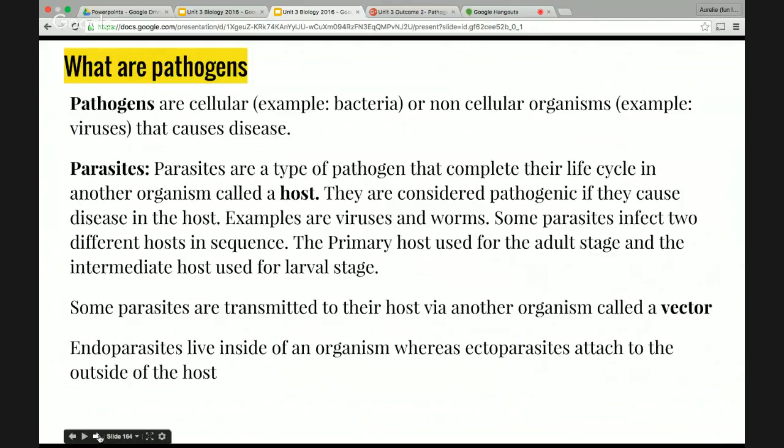Examples of parasites are viruses and worms. Some parasites infect two different hosts in sequence: the primary host that is used for the adult stage and the intermediate host used for the larval stage. Some parasites are transmitted to their host via another organism called a vector. The vector is basically what transmits the parasite. Endoparasites live inside an organism, whereas ectoparasites attach to the outside of a host.